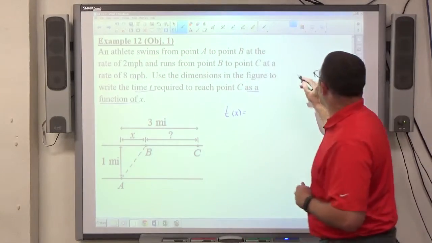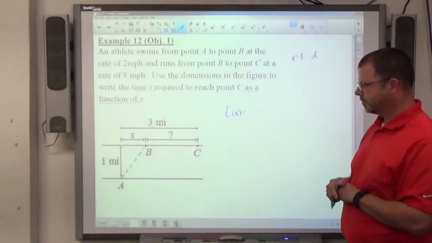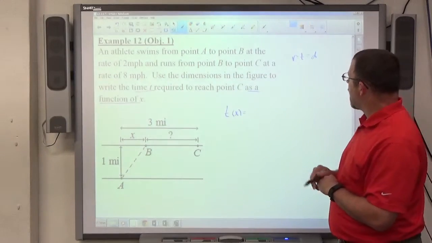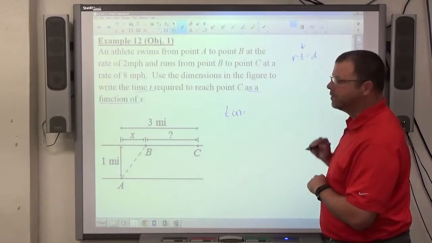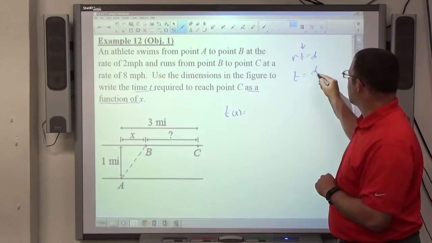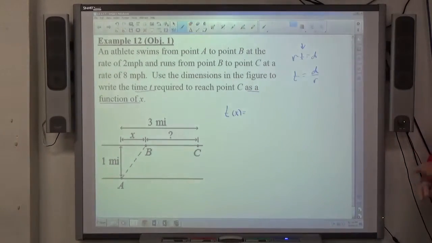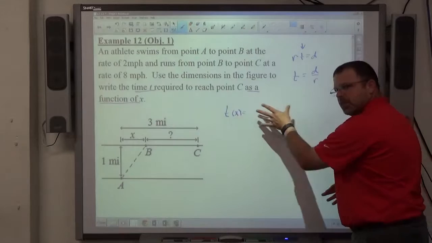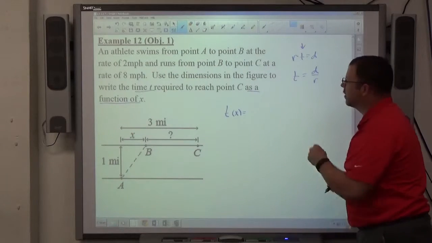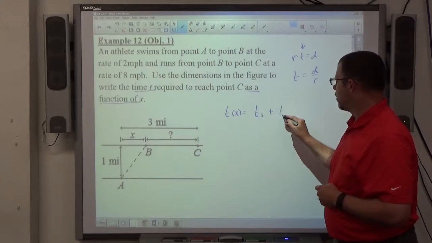So, with the knowledge that rate times time equals distance, we're going to start there. I'm trying to get a time equation. So I know that our time is equal to distance over rate. I'm going to start with that idea. So what I want to do to create this equation, t of x equals, is I need a swimming time and a running time.